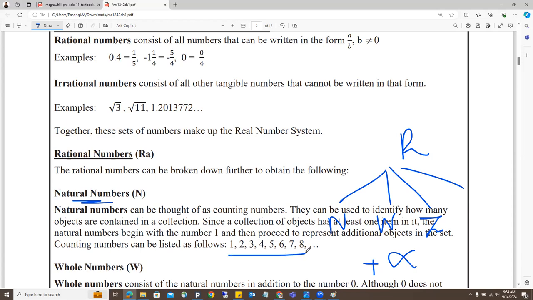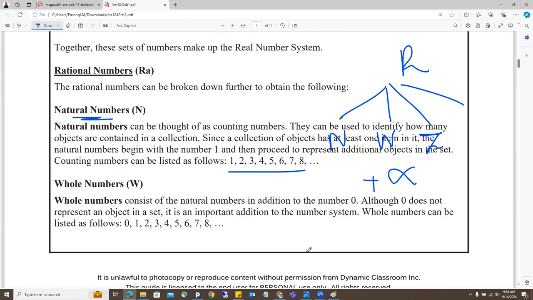Negative? No. Negative, no, no. We can't count negatives. So negative, no. Then what happened with the whole numbers?